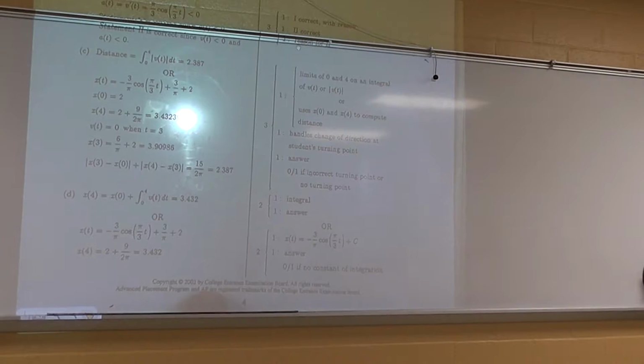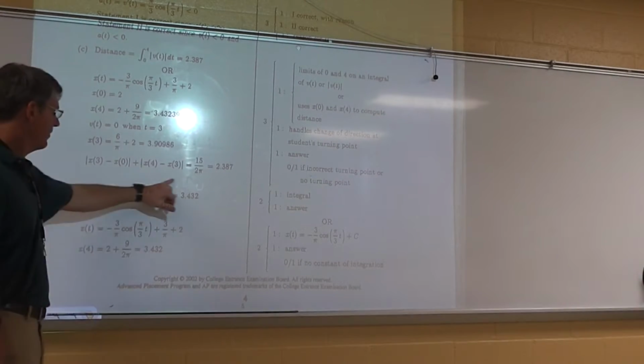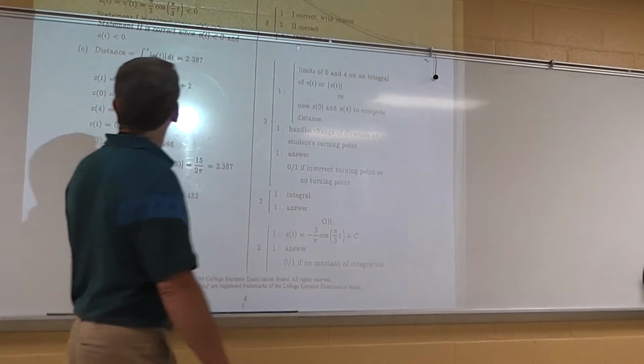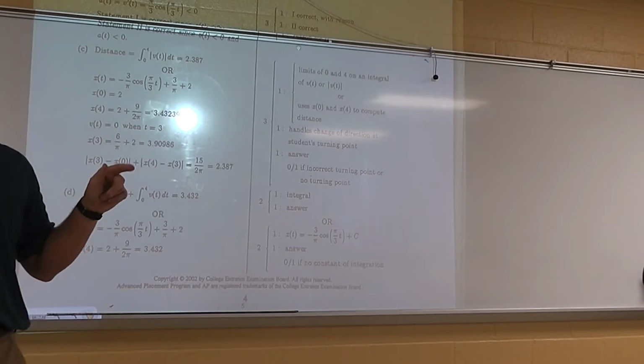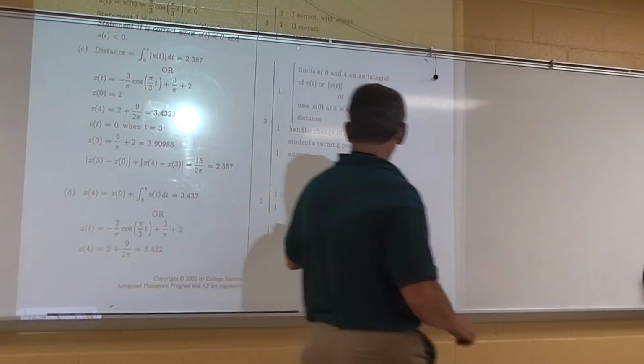What is the position of the object at time t equals 4? Again, this requires the use of something like this, or you have to use your initial value. We know that when you integrate velocity, you get position. So what do I want to find here? The position at 4. And I was told the position at 0 was 2. Keep this in mind.